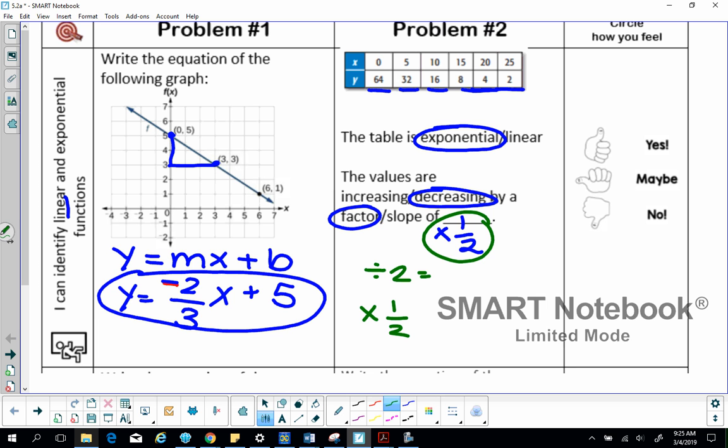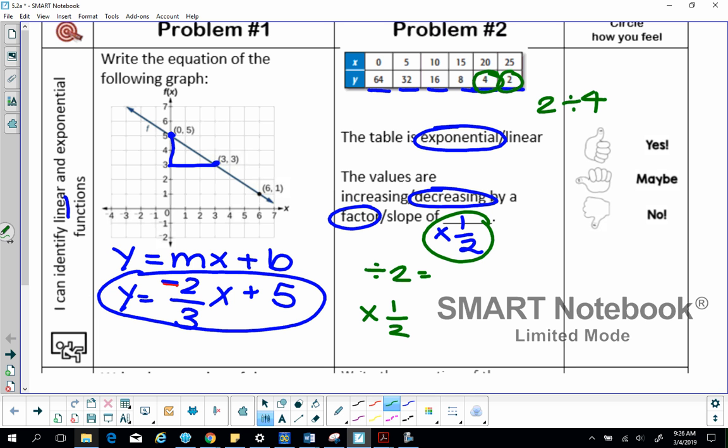I also taught you that trick where you could just take the last value, 2, divided by the one in front of it, 4, which ends up getting you 0.5 or 1/2. That's what we did last class. Any questions on that? All right, so circle how you feel.